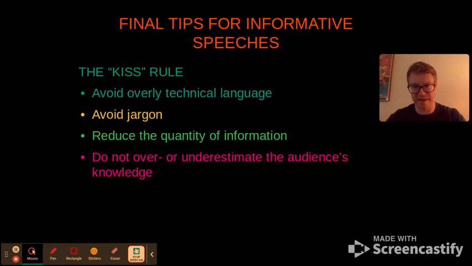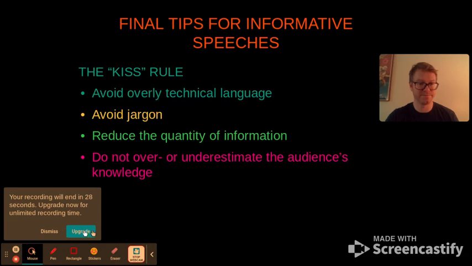And then finally, just to keep in mind the KISS rule for when you're delivering and writing your speeches. Try to not use overly technical language or jargon, so even if it's a complex topic, try to put it into language that would be accessible to ordinary people who've never really thought about it before. Always err on the side of less information rather than more, as I'm trying to do in these little videos. And again, just to reiterate, try not to patronize. Don't underestimate your audience's knowledge. You can think of it in this class, your audience is me and other college students. Don't overestimate it either.